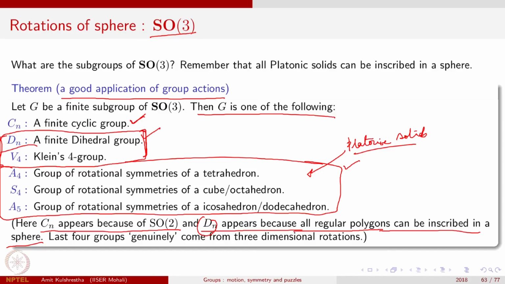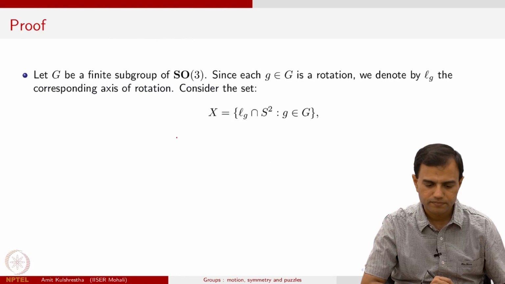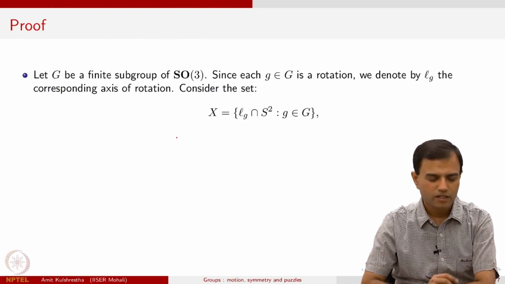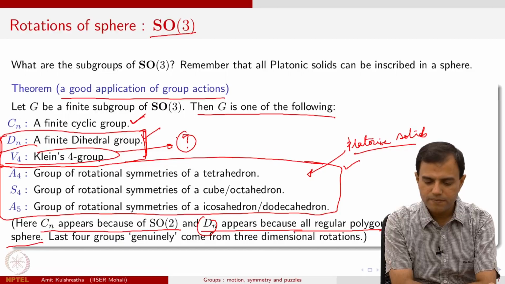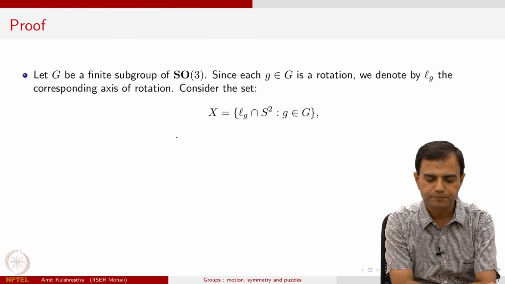What about Klein's 4 group? How do we imagine Klein's 4 group? We are going to see after a few slides. But remember, the purpose is we shall start with an arbitrary finite group which is a subgroup of SO3, and then we shall show that it has to be one of these which is there in the list. So for this theorem I am going to have a proof.